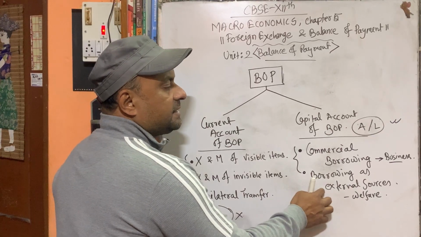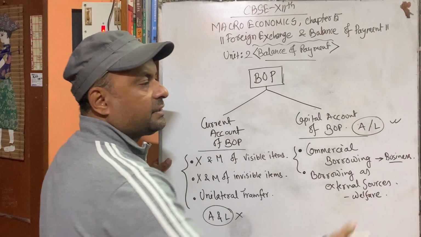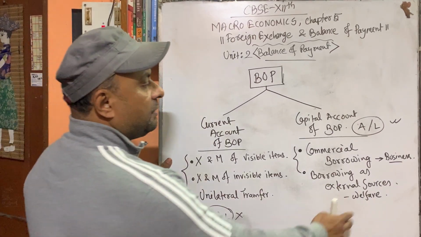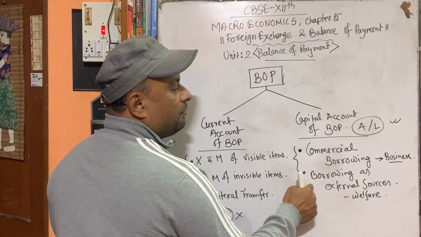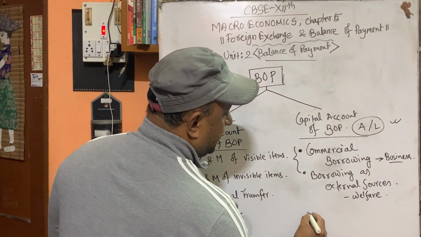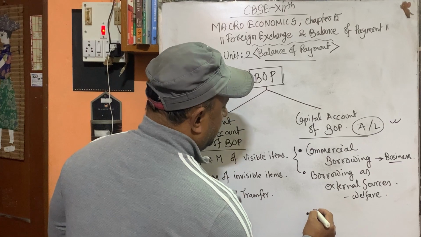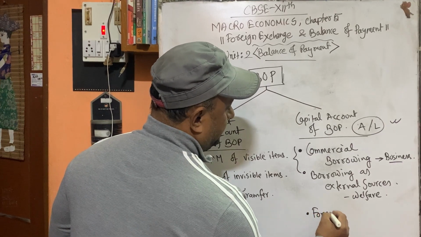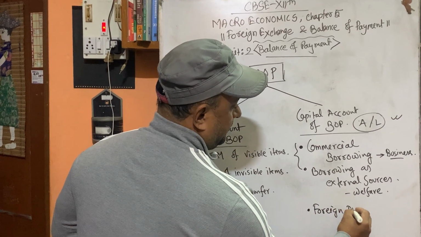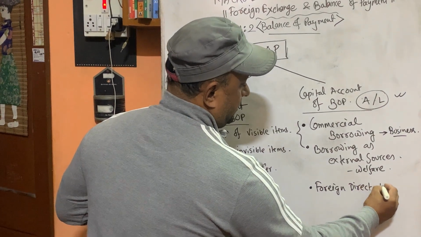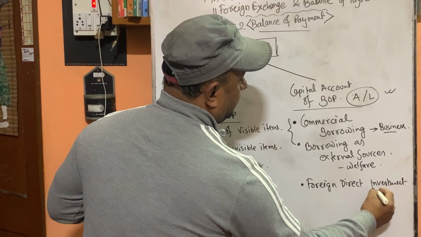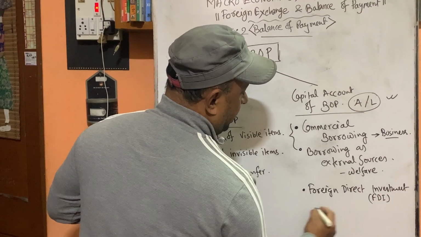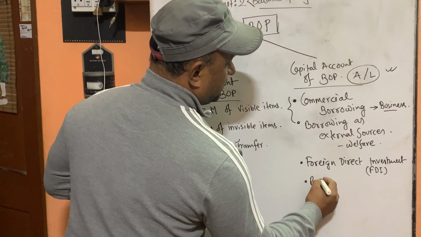Okay, this thing is generally done by the developed countries for the underdeveloped countries. This is for welfare motive and this is for business motive. So two types of borrowings. Second, two types of investment. Foreign direct investment, FDI. Second one is portfolio investment.